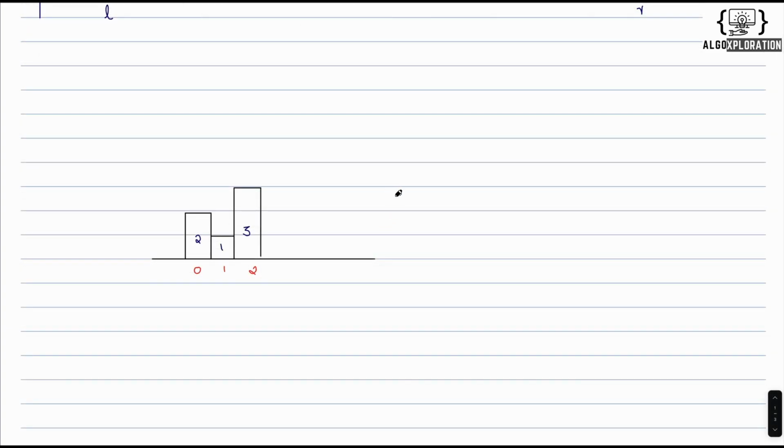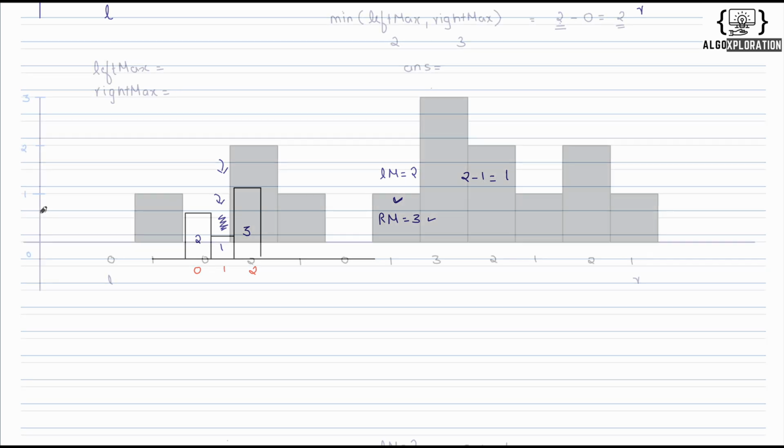Now let's take this scenario. For this building, the left max is 2 and the right max is 3. We know that 2 will be our required answer, so 2 minus 1 will be 1. So 1 unit of water this building can hold. We can say that for this building 2 will be the threshold point. Again, 2 will be the threshold point, not 3.